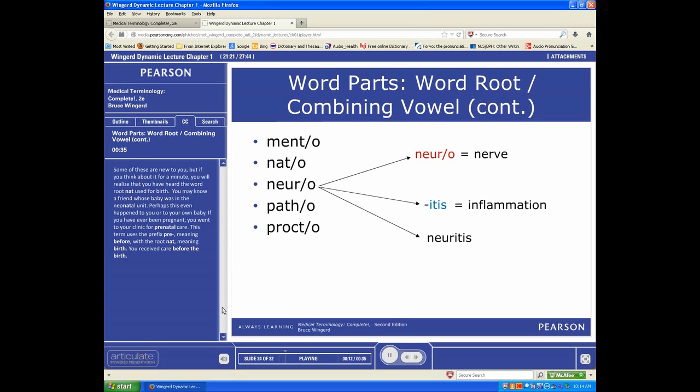Undoubtedly, you have heard of psycho. However, the combining form does not mean that someone is crazy. It simply means that the term pertains to the mind. For example, psychology is the field of learning that studies the mind.